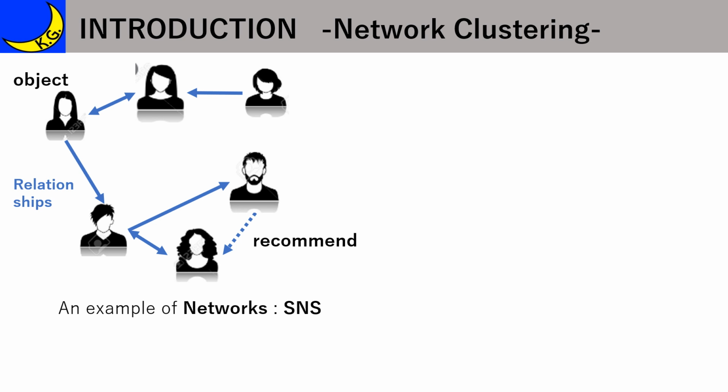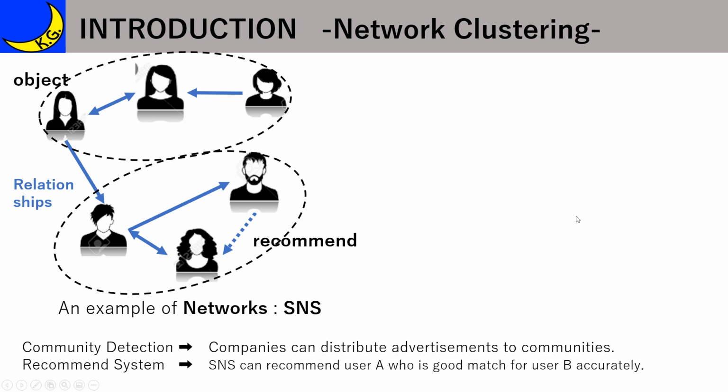For example, by clustering a social network, detected clusters are considered to be communities. When companies use SNS to advertise their products, they can distribute advertisements to the communities that may be interested in their products. The task of network clustering is divided into two main steps.